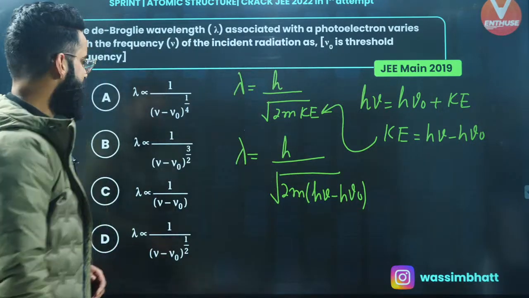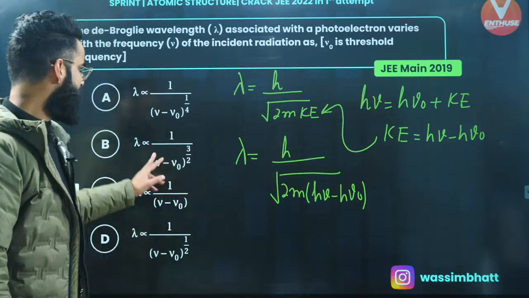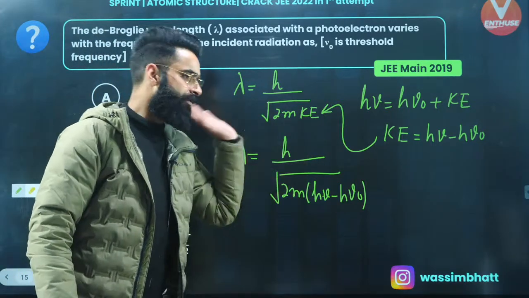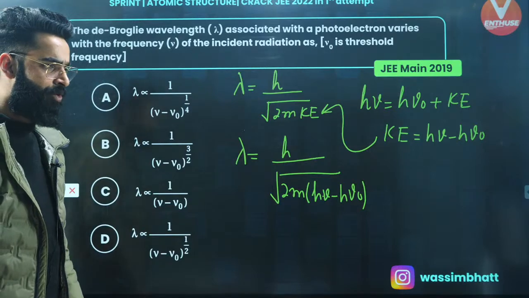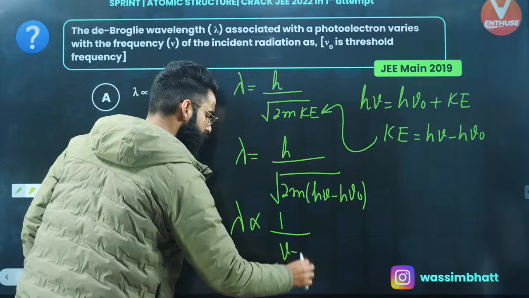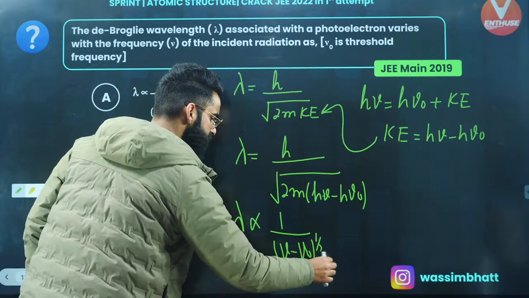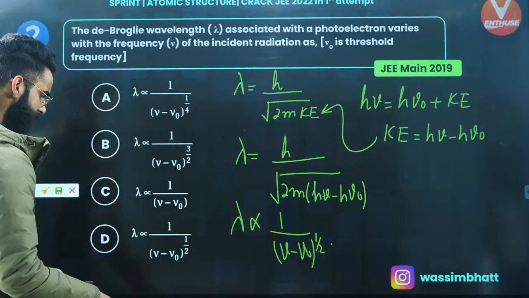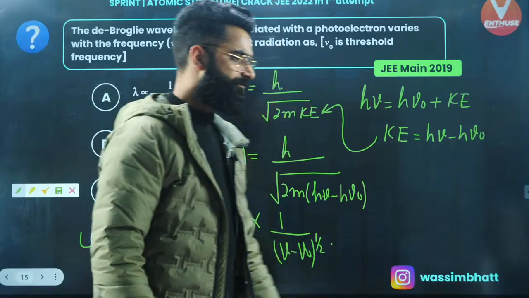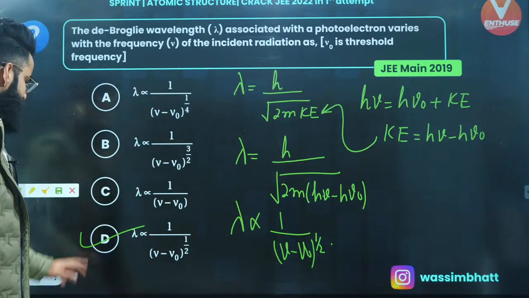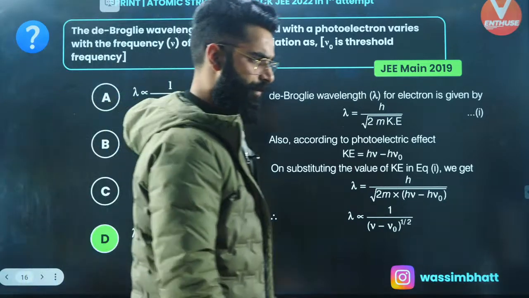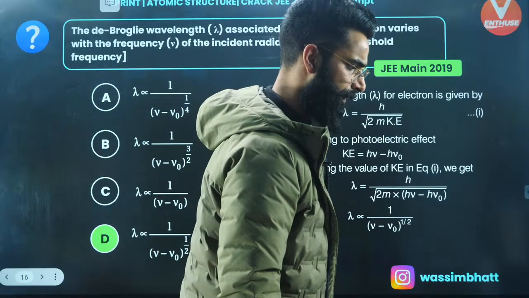What was I supposed to check? How lambda varies with these terms. See how lambda is varying with nu minus nu naught. I can say lambda is inversely proportional to (nu minus nu naught) raised to the power 1 by 2, right? So what is the correct answer? It's going to be option D. Isn't it simple again, my dear people? So it's basically going to be option D, which is the correct answer of this particular question, right?